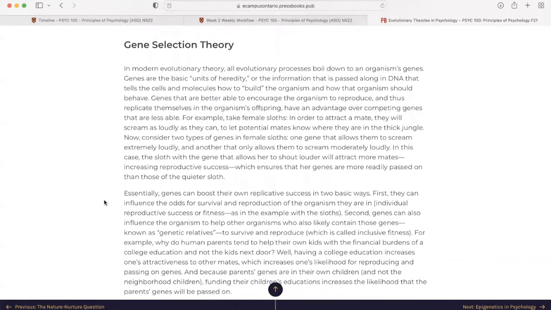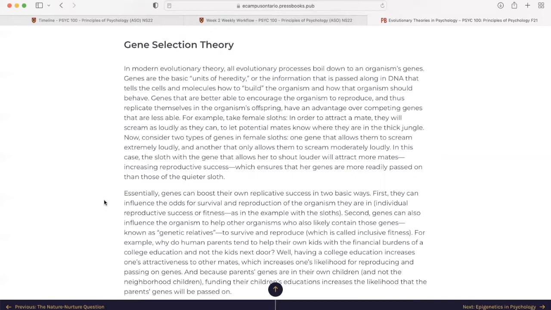Gene selection theory. In modern evolutionary theory, all evolutionary processes boil down to an organism's genes. Genes are the basic units of heredity, or the information that is passed along in DNA that tells the cells and molecules how to build the organism and how that organism should behave. Genes that are better able to encourage organisms to reproduce, and thus replicate themselves in the organism's offspring, have an advantage over competing genes that are less able.